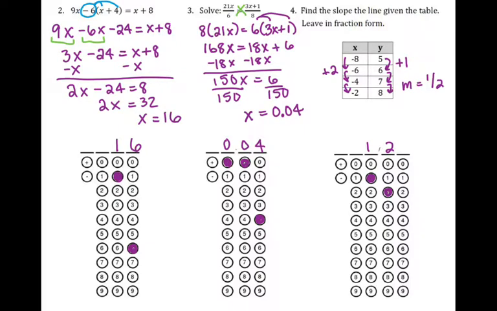Now let's say your slope was negative. You do have the option for negative values right here. So you would put in your negative right here and bubble that in as well. All right, what's next?